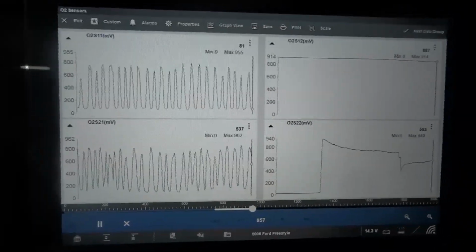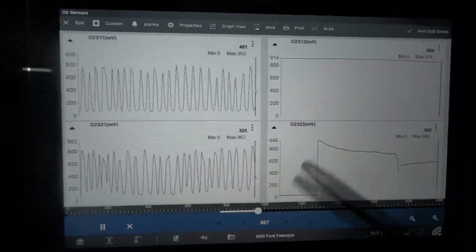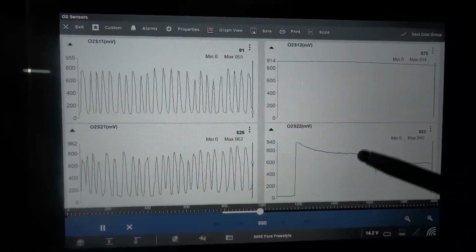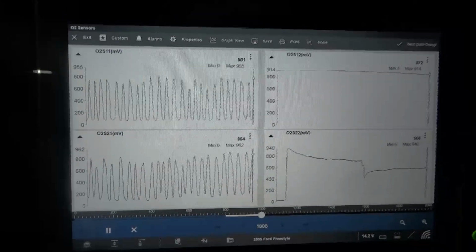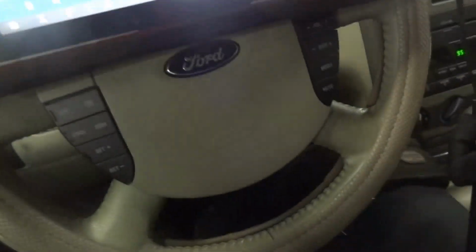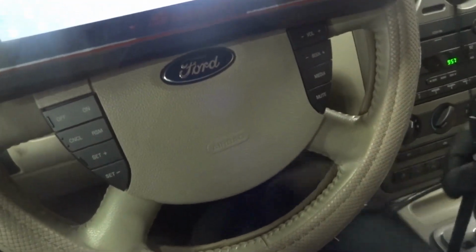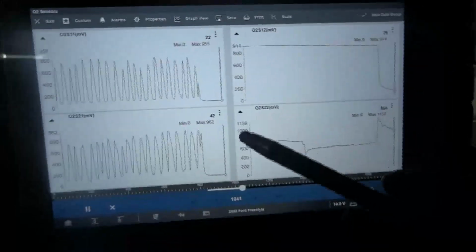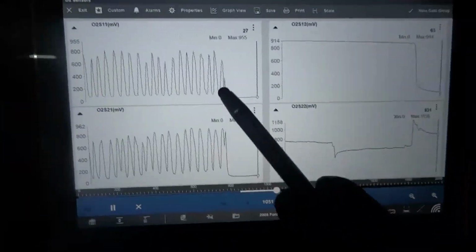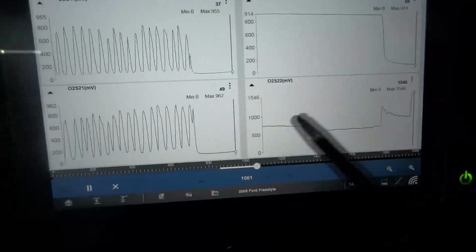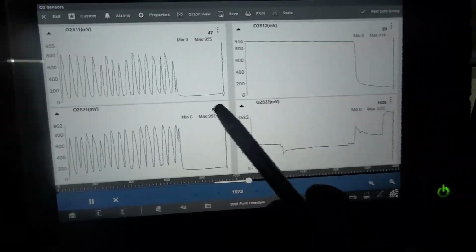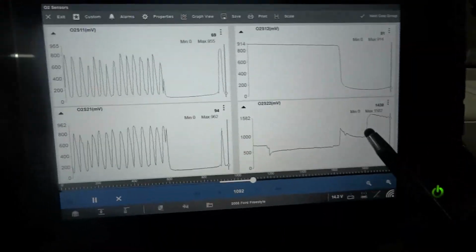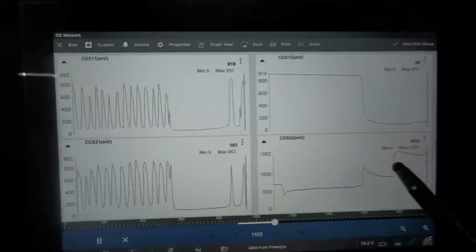Okay, so now what I'm gonna do is I'm going to drive these O2 sensors lean, and then we're gonna see how fast this O2 sensor is gonna correct. Okay, I'm gonna do that by pumping the brake pedal. We're gonna pump the brake pedal. Now watch these graphs. You see how all these O2 sensors are going lean right now? Okay, so all these three are going lean, but this one is showing us a rich mixture.